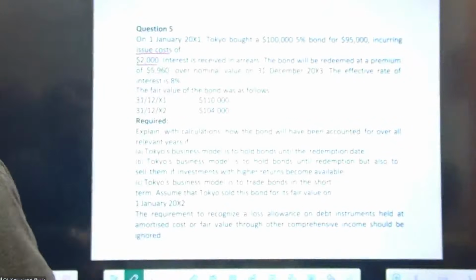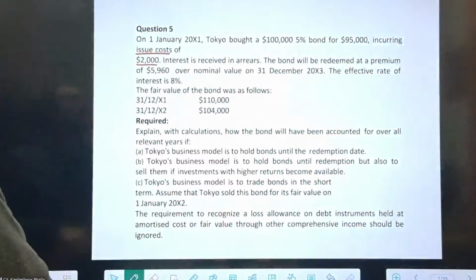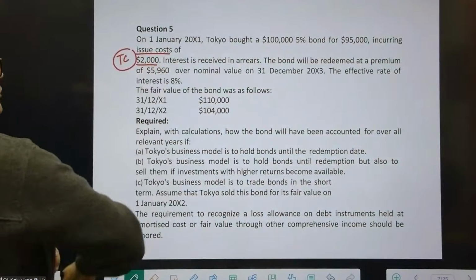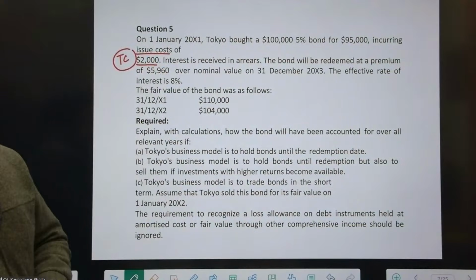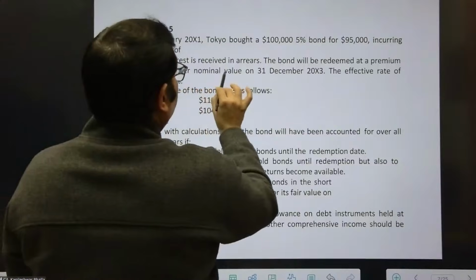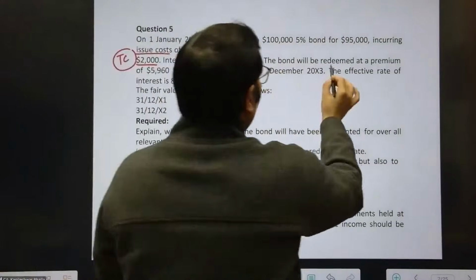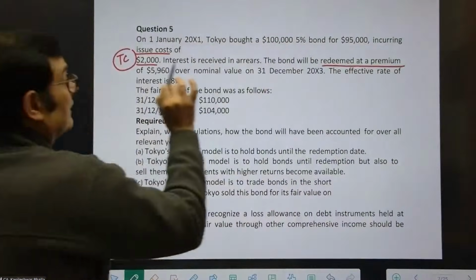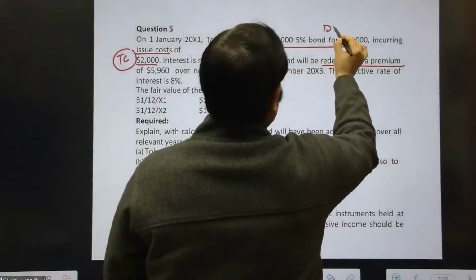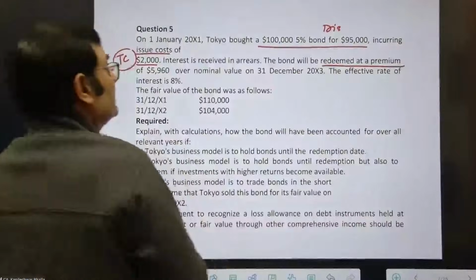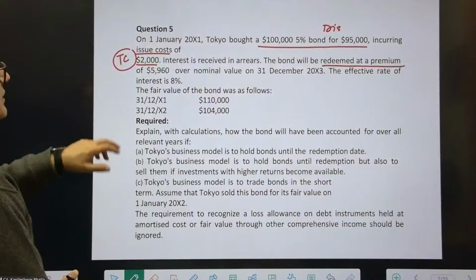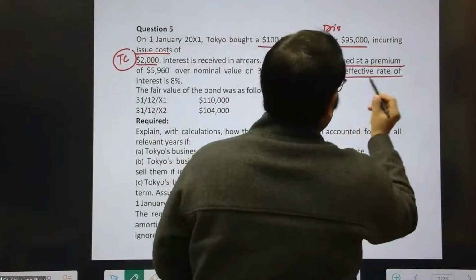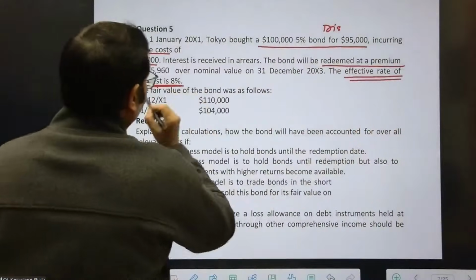Now let's come back. So we are given that there is an issue cost and that indicates a TC. Does it trigger the concept of an effective interest rate? Yes. The interest is received in arrears, the bonds will be redeemed at a premium, and there is even a discount on issue. So we can see that there is a discount on issue, we can see that there is a premium on redemption, and we can see a TC, all the 3 elements again. And therefore, we are given the effective rate of interest is at the rate of 8%.